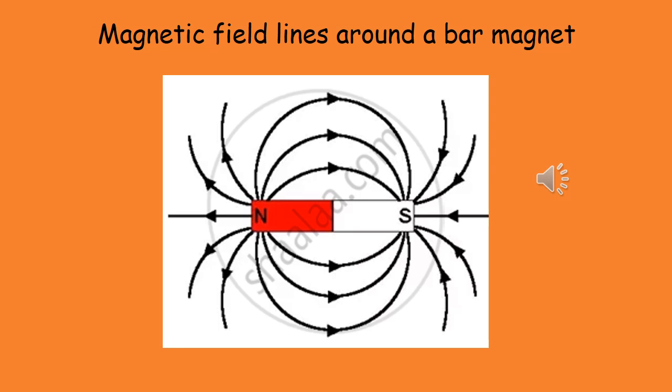This is the shape of magnetic field lines around a bar magnet. We have to practice this diagram. Note that the arrows are always emerging from North Pole and it is entering at South Pole.